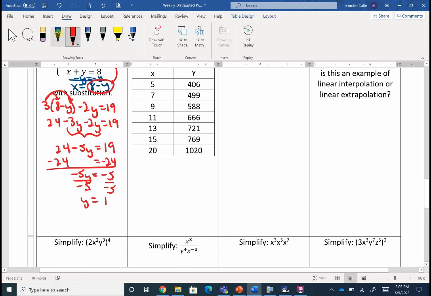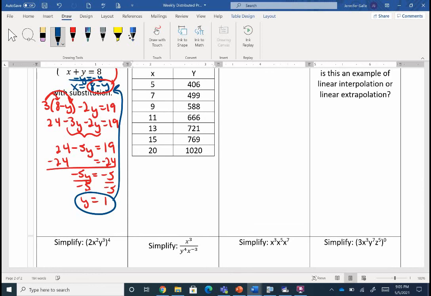We do have to remember we also have to solve for x. So take what y equals and substitute it into the equation that's already solved for x. And we get x equals 7. So 7, 1 would be our solution for that.